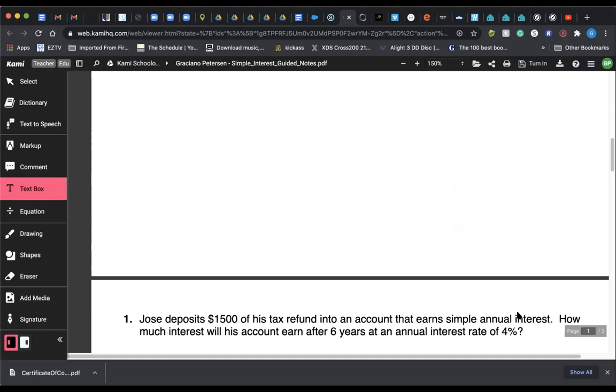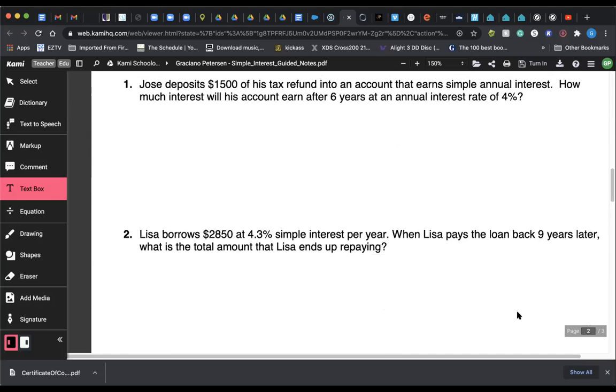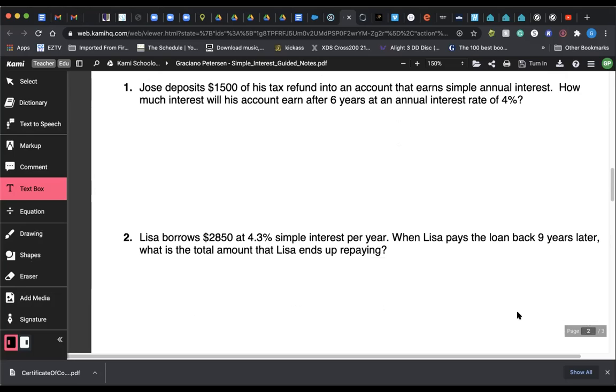All right, so let's keep going. We're going to take a look at some of these word problems. Okay. So it says Jose deposits $1,500 of his tax refund into an account that earns simple annual interest. How much interest will his account earn after 6 years at an annual interest rate of 4%? What's our formula again? Interest equals principal, rate, and time. Good. Principal times rate times time.